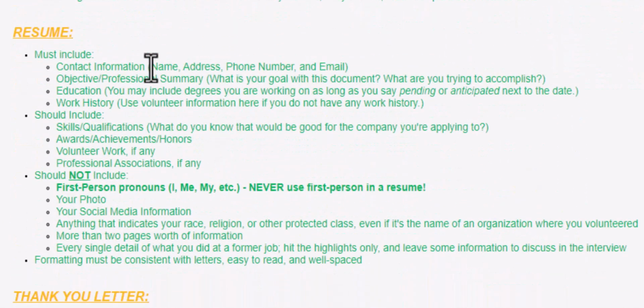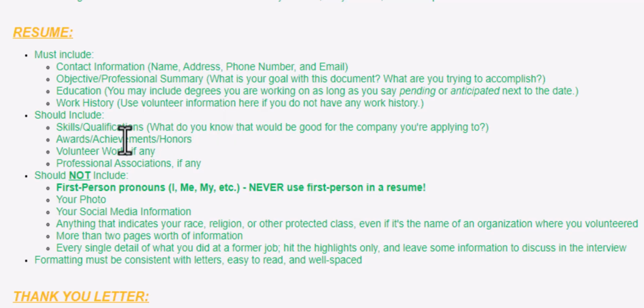The resume itself must include your contact information, an objective or a professional summary, like what's your point, what are you trying to do, why are you doing this. You need to include your education. You can include the degree that you're currently working on as long as you say pending or anticipated next to the date. You need to include a work history. If you don't have any work history, you can include volunteer information here, or you can include things that you did that you weren't paid for, like babysitting siblings or helping your grandmother or things like that. Just make sure that you put any transferable skills down so that someone looking to hire you into a job would understand how that can help you in a new role.